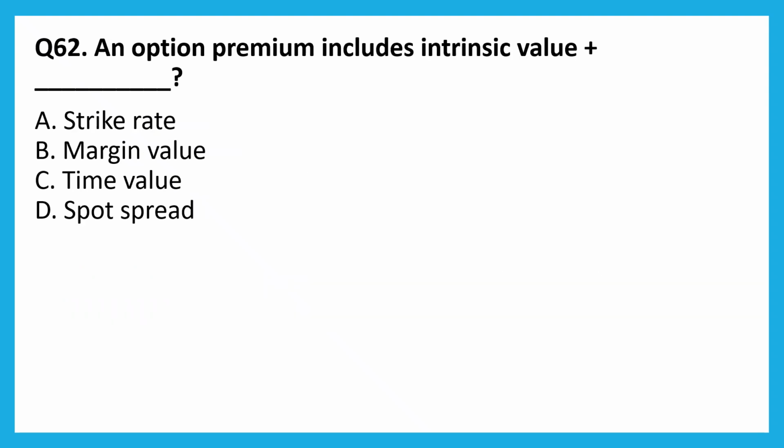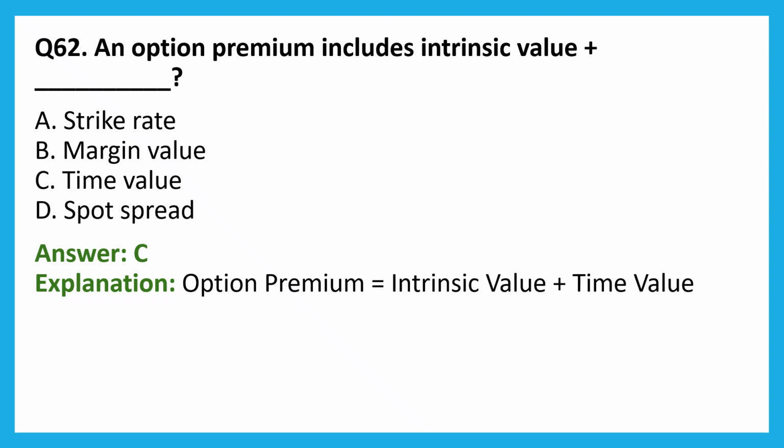Next question. An option premium includes intrinsic value plus option A, strike rate, option B, margin value, option C, time value, and option D, spot spread. Correct answer is option C, time value.